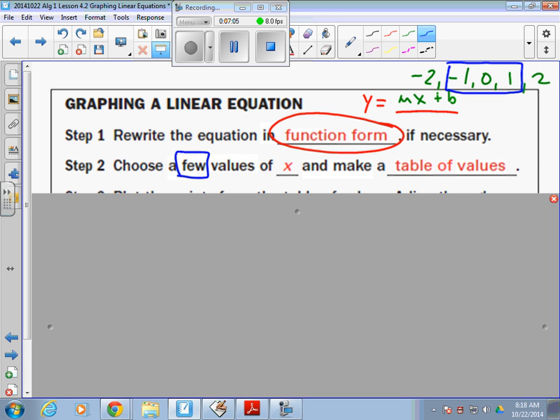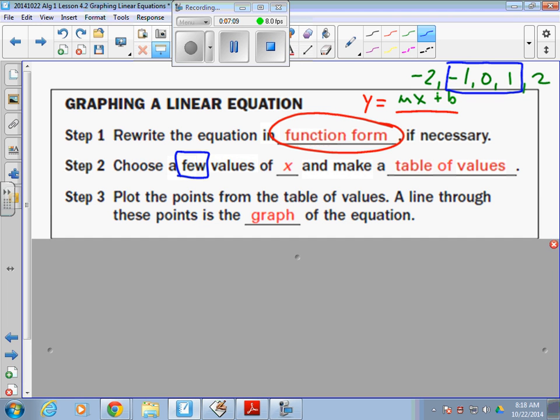There'll be some examples I'll show you every now and then where it'll be easier to use another number, mostly because of fractions. Then the last one is to plot the points from the table of values. A line through these points is the graph of the equation, or it's the line. So all you do is you use those values. This is going to be your x values. X is -2, -1, 0, 1, and 2. You make what's called an input-output machine. We've seen things that look like that already. We're going to see more today.